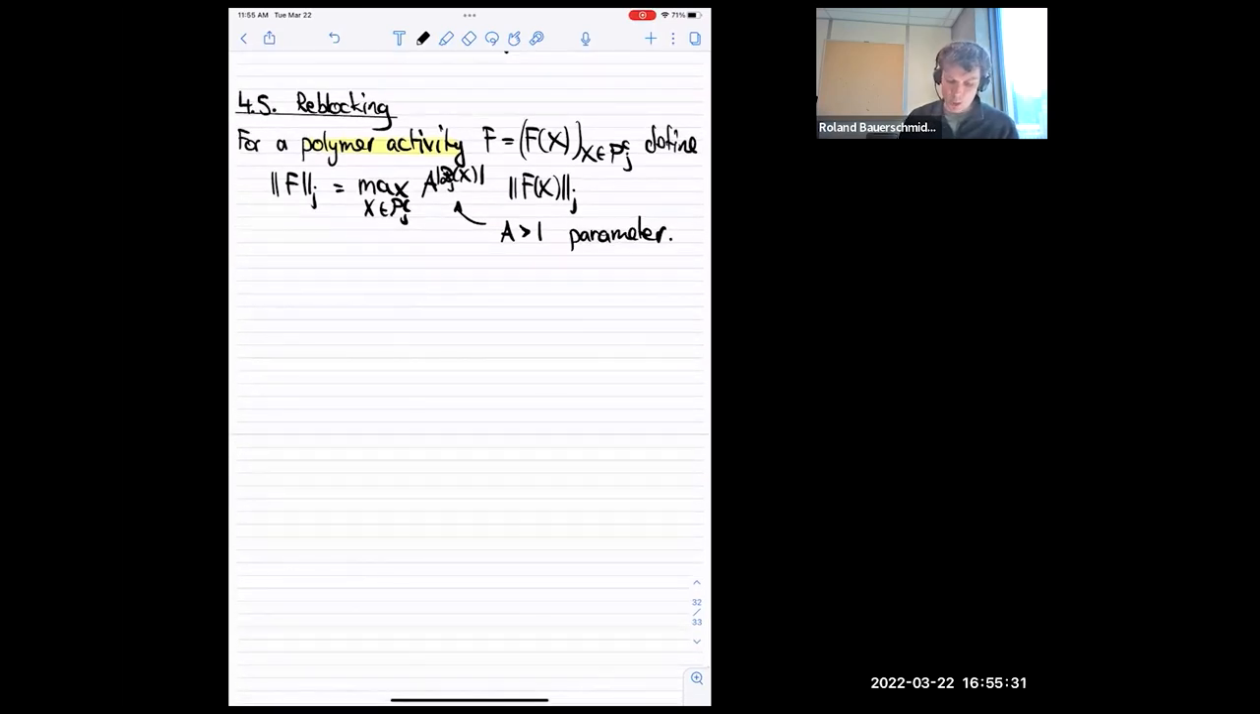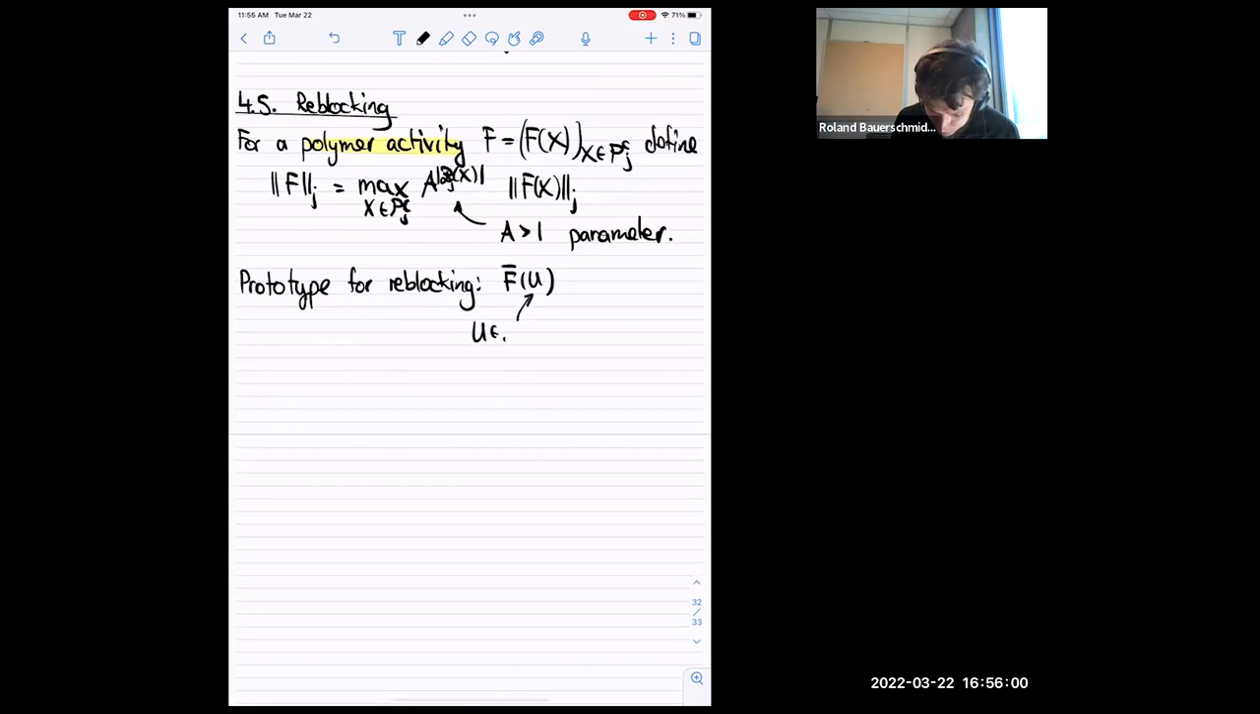And we could directly go there, but it turns out the essential computation will be captured by the following prototype map, which is the simplification of the map. It's just this reblocking map. So we start with some polymer activity F. We want to reblock it. I denote this by bar. So U is a polymer of scale J plus one. And we define F bar by summing over all polymers at scale J.